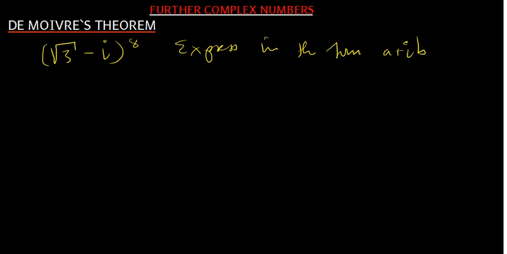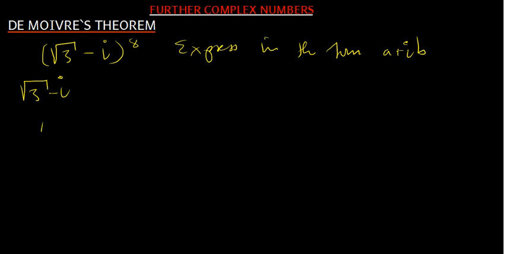How do we go about it? The simplest way is to convert it into polar form and then use De Moivre's theorem. Sometimes it might not even be stated to use De Moivre's theorem, but you need to know what you can use to make this simpler. So let's first get what is inside, root 3 minus i. Let's convert this into polar form.